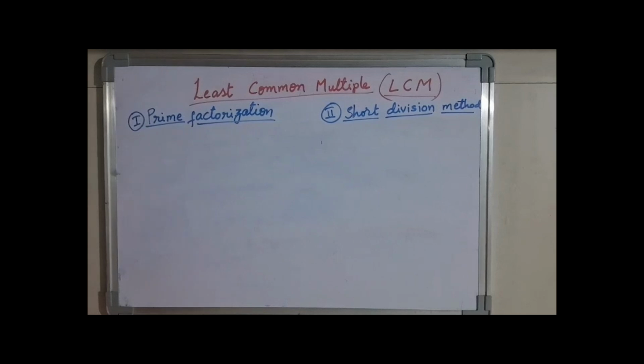Children, as we have seen, to find the HCF of any two numbers we had two methods: the prime factorization method and the long division method. Similarly, for finding the LCM of numbers, we have the same methods: prime factorization method and short division method. Let us take some examples and learn how to find the LCM of numbers.